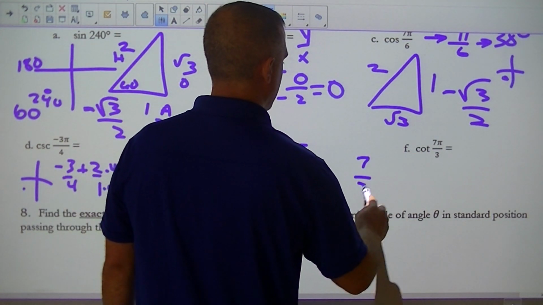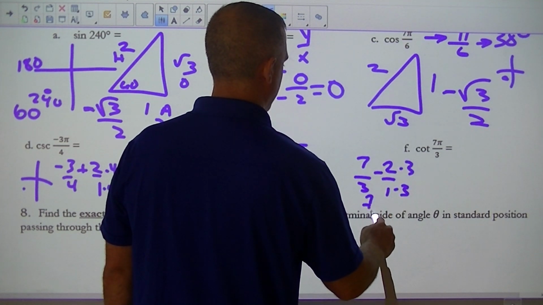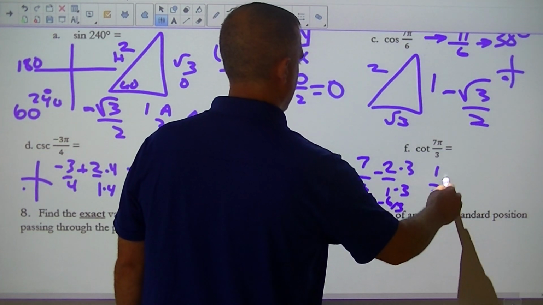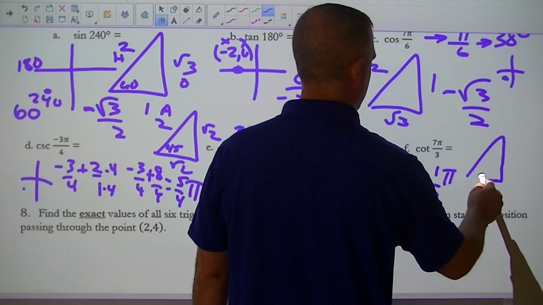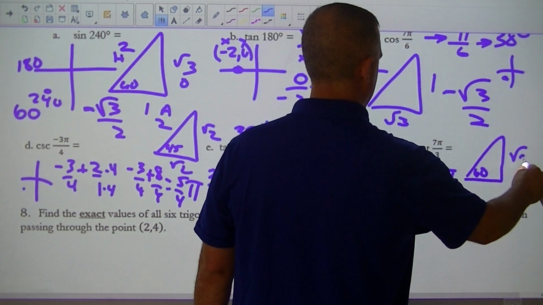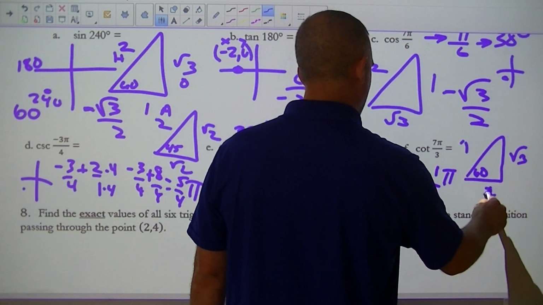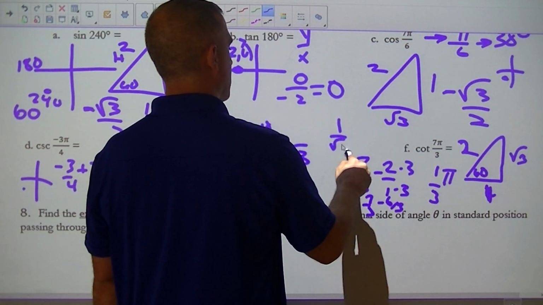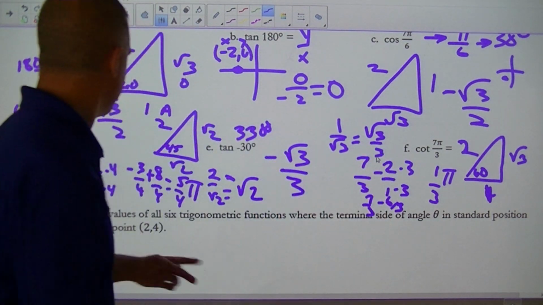7/3 pi, you'd have to subtract 2 over 1. So that's 7/3 minus 6/3, which is 1/3 pi. What that's going to look like is the 60-degree triangle, which is square root of 3, 1, and 2. Cotangent would be 1 over the square root of 3, which would be square root of 3 over 3, and it's in quad 1, so it would be positive.